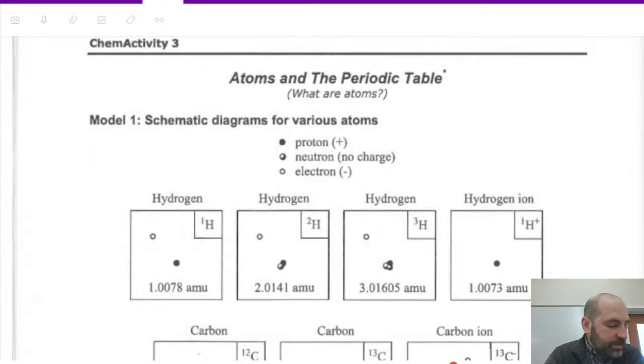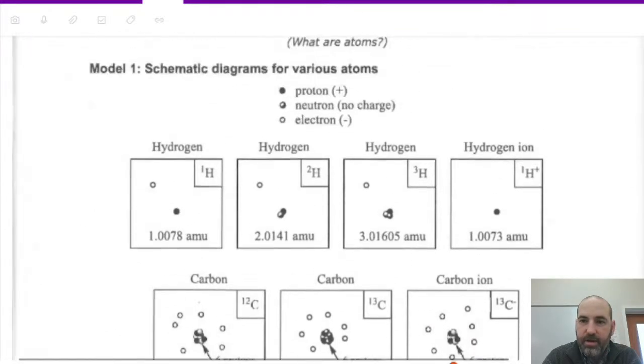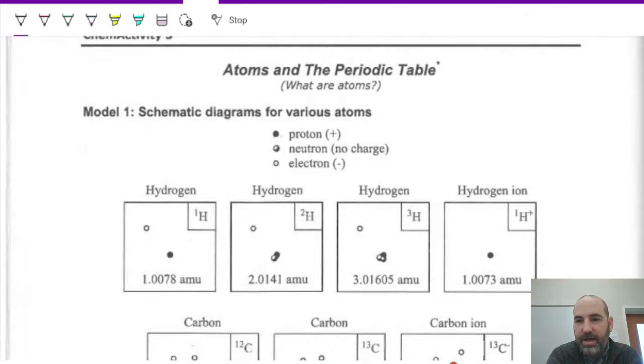These activities always start with some sort of a diagram or a table or some sort of data that doesn't really make any sense at first. So here you can see some pictures of some atoms. We only know that they're atoms because it says in the caption that these are schematic diagrams for various atoms. We know that there are some things called protons, neutrons, and electrons inside there. We know that the protons are positive because it says that. Neutrons have no charge, electrons are negative. And we know what they look like in the diagrams because they're either fully shaded, half shaded, or unshaded circles.